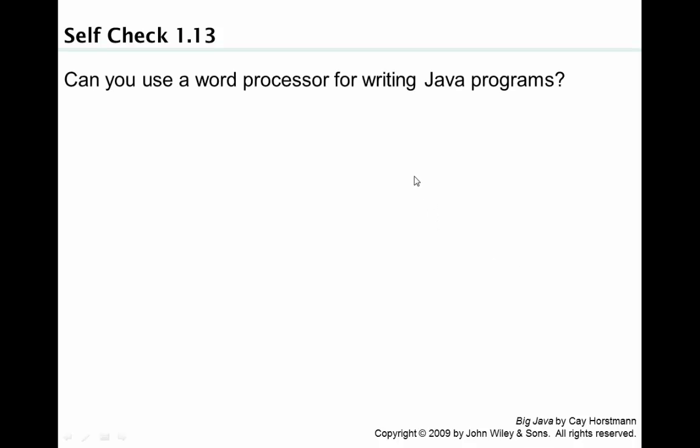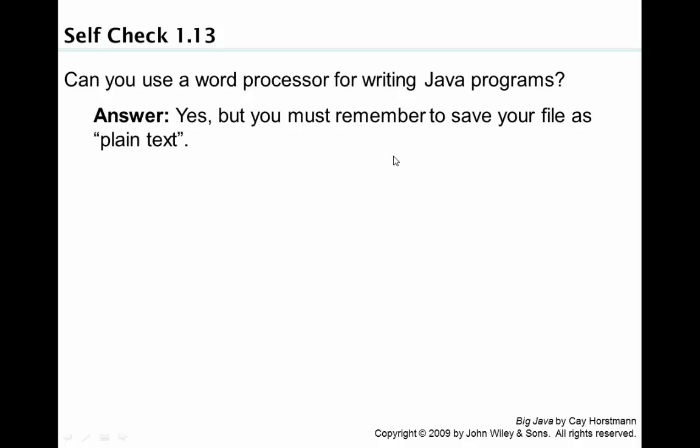So here's some self-checks just to see how well we're understanding things. Can you use a word processor for writing Java programs? Yes, but you remember to save your files as plain text. You wouldn't typically do this. Like if you got Microsoft Word or Google Docs, not the best place to be writing source code. It's better to write either with a plain text editor like Notepad and Notepad++, or even better inside of an integrated development environment like NetBeans.